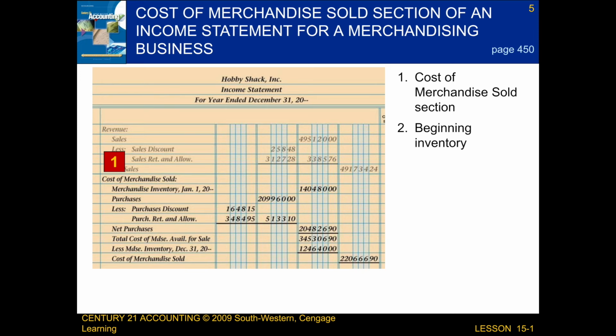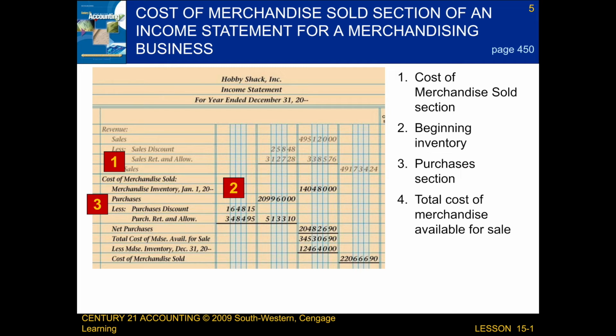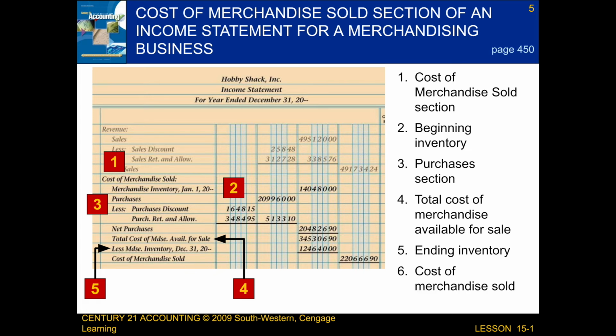Number 2 is showing us the beginning inventory. Number 3 is showing us the purchases section. Number 4 is showing us the total cost of merchandise available for sale. Number 5 is showing us the ending inventory. And number 6 is showing us the cost of merchandise sold, which is calculated by taking the total cost of merchandise available for sale and subtracting it from the merchandise inventory on December 31st.